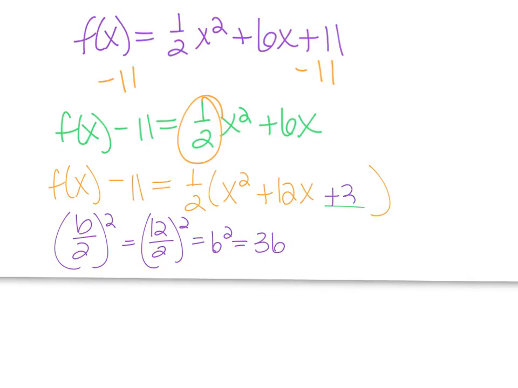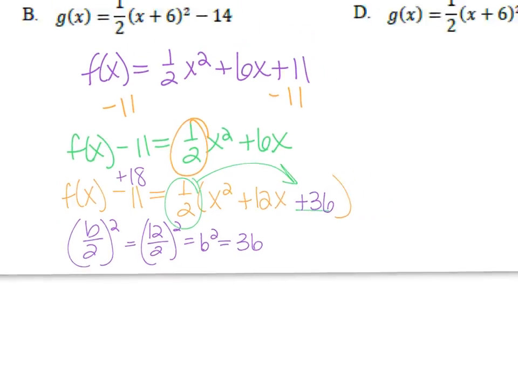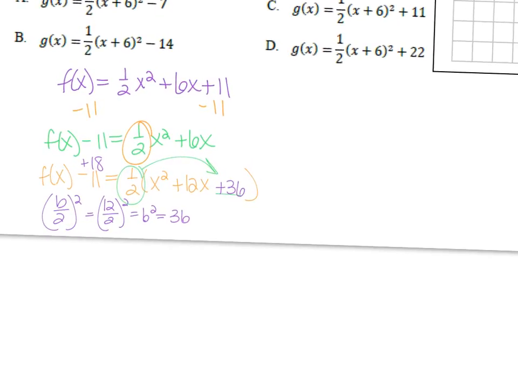So when I add a 36 here, I can't just add a 36 to the other side because I'm doing 1/2 times 36. So 1/2 times 36 is actually plus 18. So now if I simplify this, what I'm going to get is f of x minus 11 plus 18, well, that actually gives me f of x plus 7, right? I have a positive 7. That equals 1/2 times, well, this becomes a perfect square. My perfect square is (x plus 6) squared.